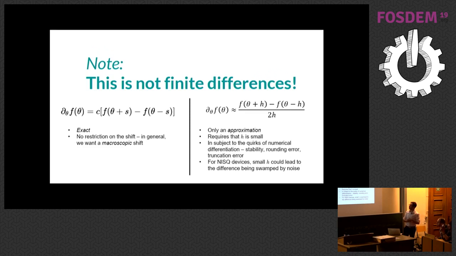The reason we want this maximum shift is because we don't want to be in the regime of noise, because we're working with noisy devices at the moment. We want to be sampling at locations that are significantly far away, so that we know that noise and number of samples aren't an issue.